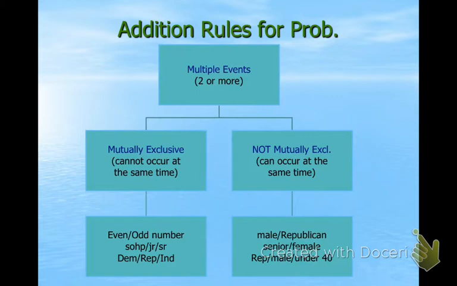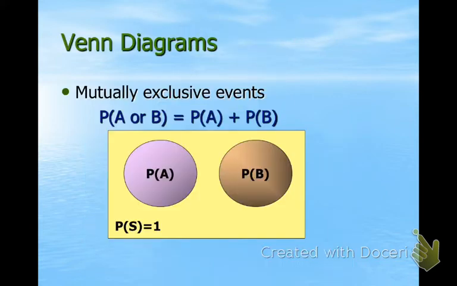Whenever it's not mutually exclusive, then that means two things can happen at the same time. So you can have a male that's a Republican, a senior student that's a female, a Republican male that's under 40, things like that. We use a Venn diagram to see how everything relates. With mutually exclusive events, it's like one or the other. There's no overlap here. You have a group in A and a group in B, and you can't be both.